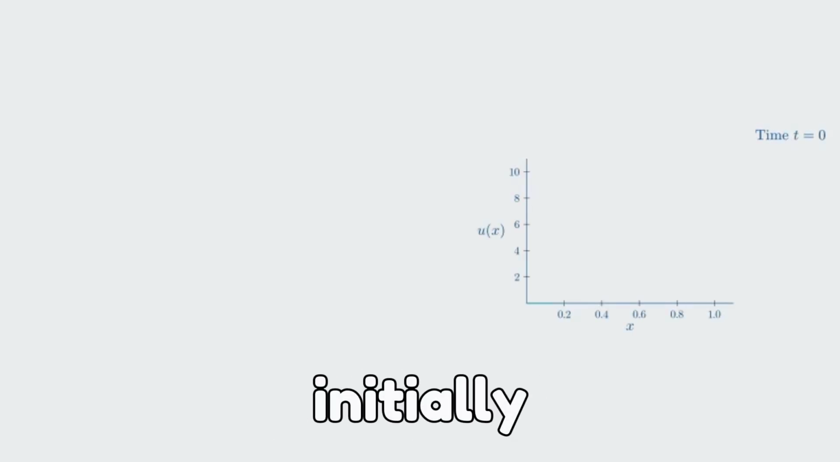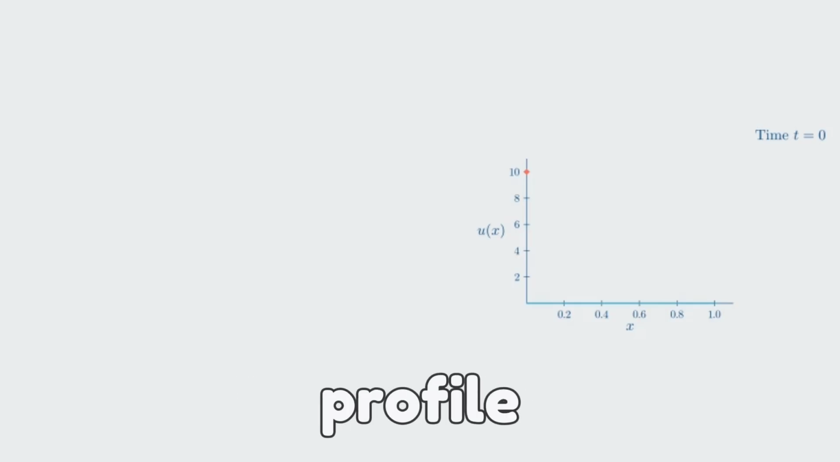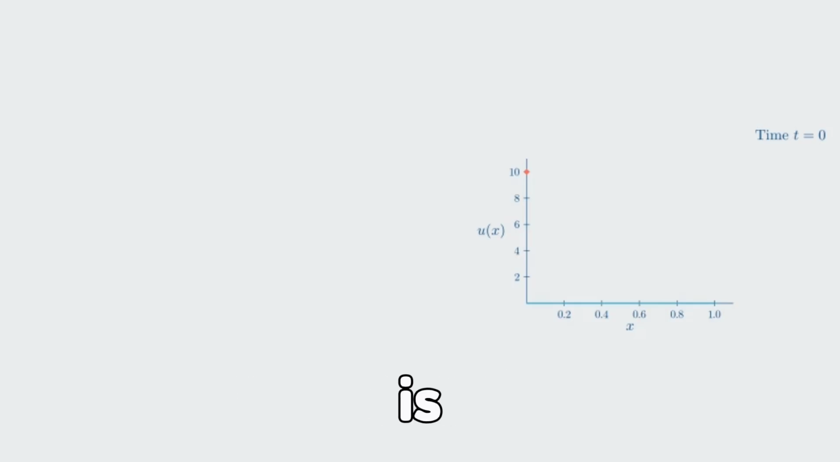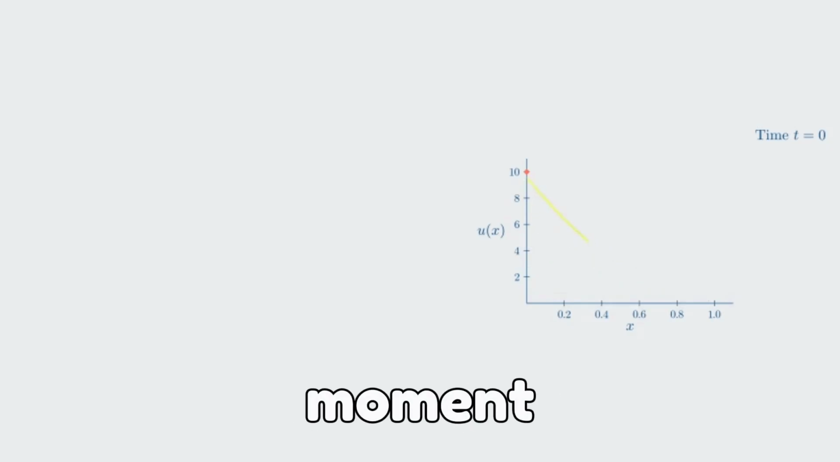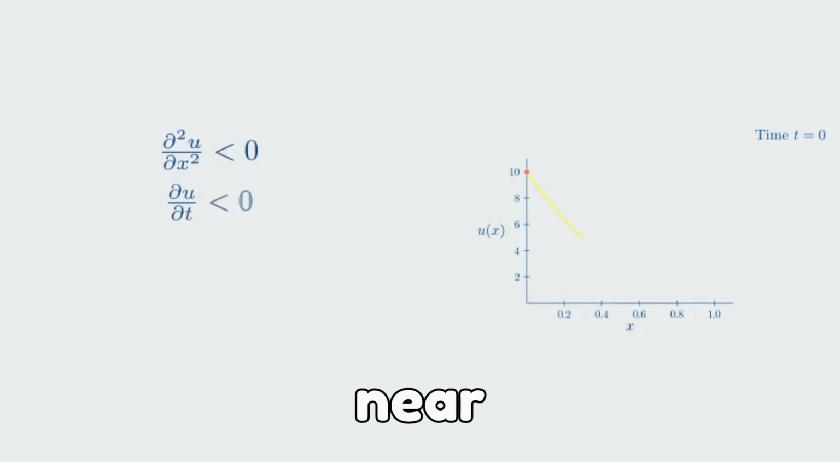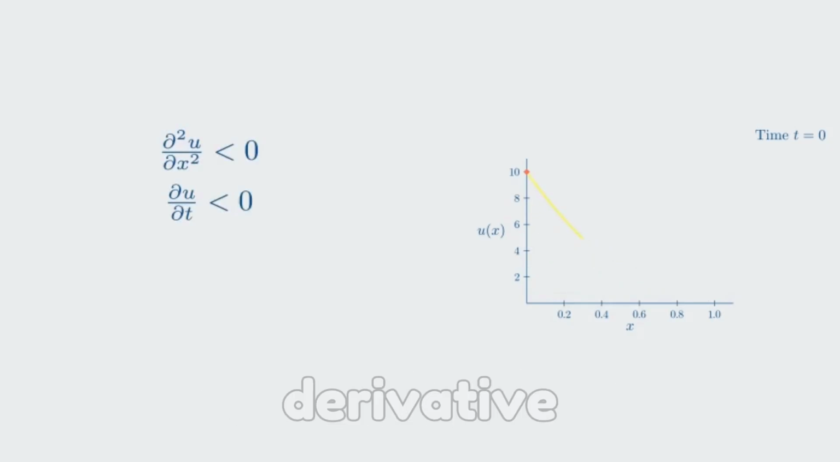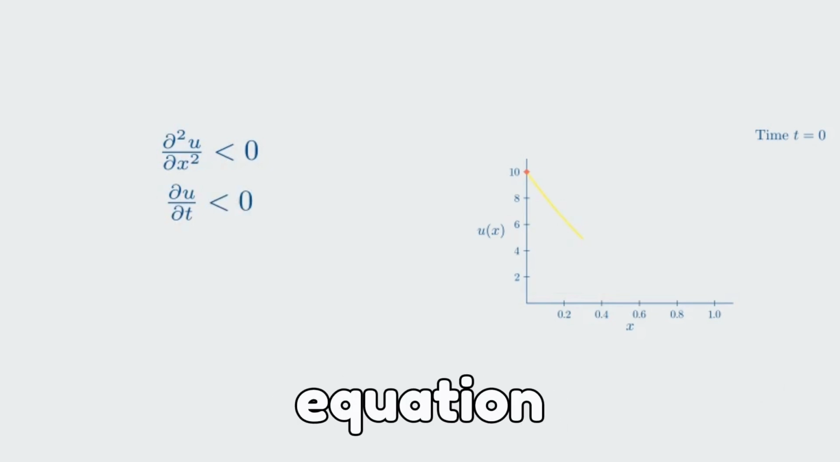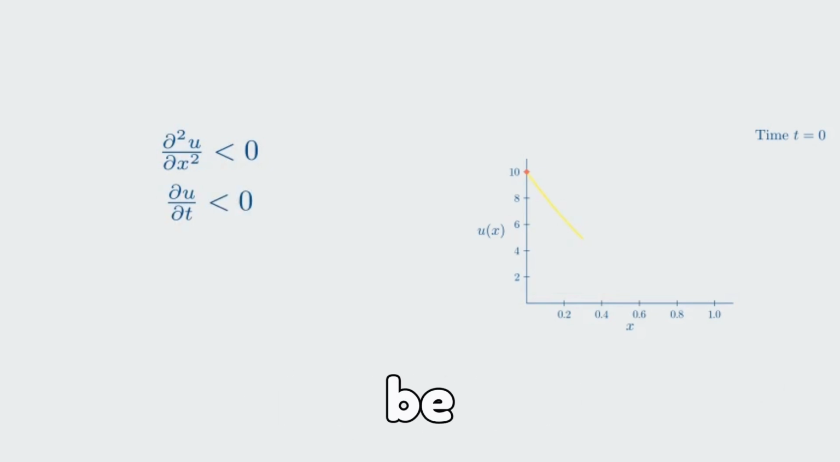Imagine our rod is initially cold. At time t equals 0, we suddenly make the left end hot at 10 degrees. The temperature profile is a flat line at 0. Suddenly, the end is at 10 degrees. At this moment, the temperature curve is concave down near the hot end. The second derivative is negative. The heat equation says the time derivative should also be negative. Does that make sense? No.